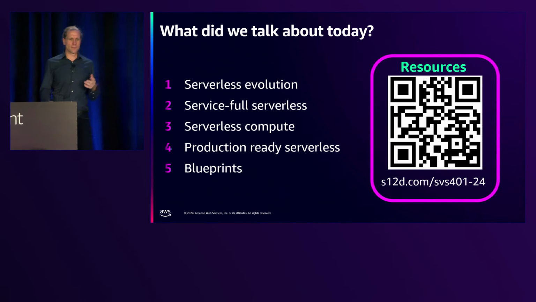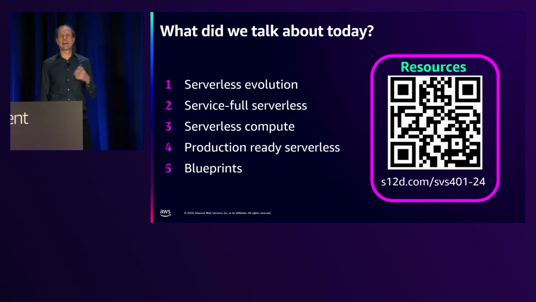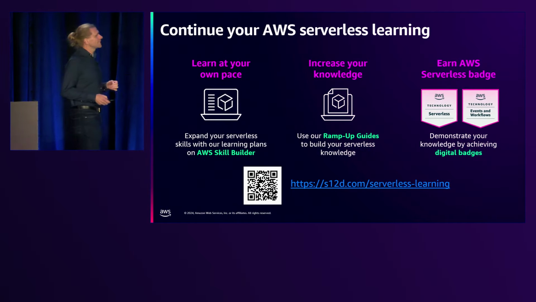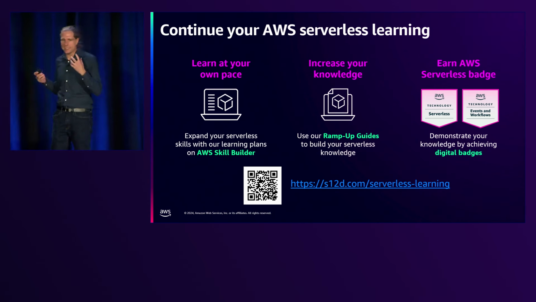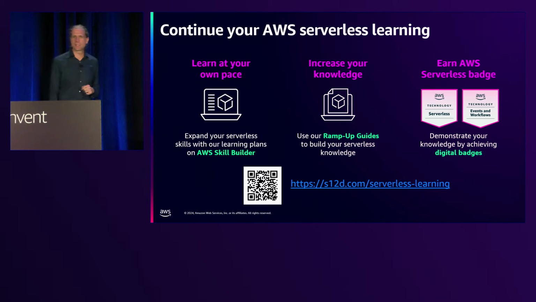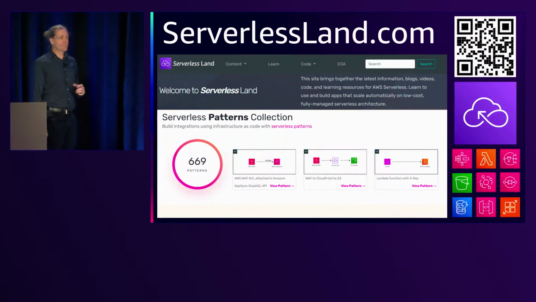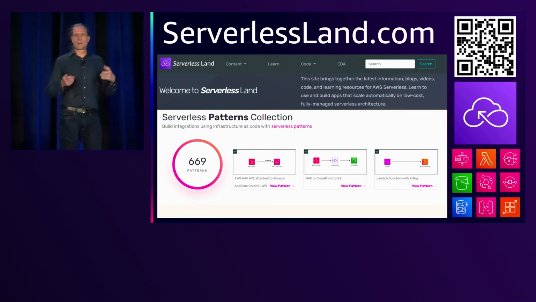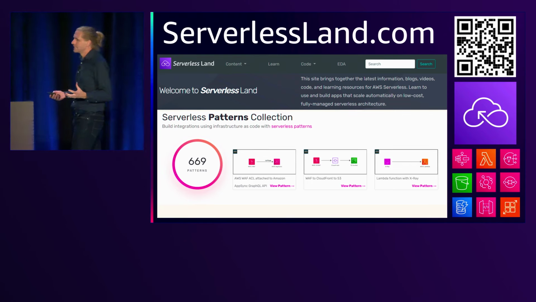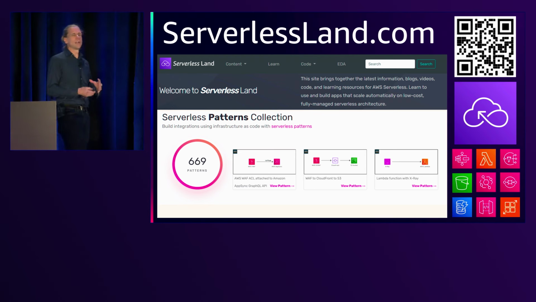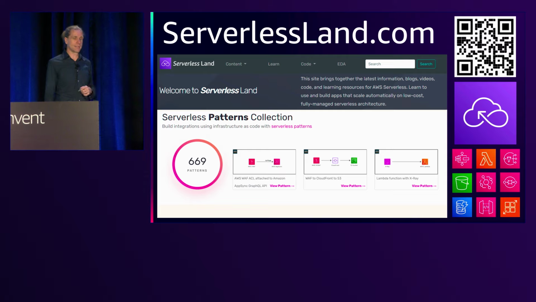We've got links to all the different sections, all the information that you can find out how best to build the best serverless applications. And then, of course, you can continue your AWS serverless learning. There's AWS Skill Builder, there are ramp-up guides, and also there are digital badges, which you can earn for some cool kudos to prove that you know your serverless knowledge. And of course, one of our favorite sites is serverlessland.com, your best resource for all things serverless on AWS. There are patterns, many workshops, repositories, and sample code, whether you're doing Rand's blueprints or CDK code or Terraform code, a huge amount of stuff for building serverless applications, all available on serverlessland.com.